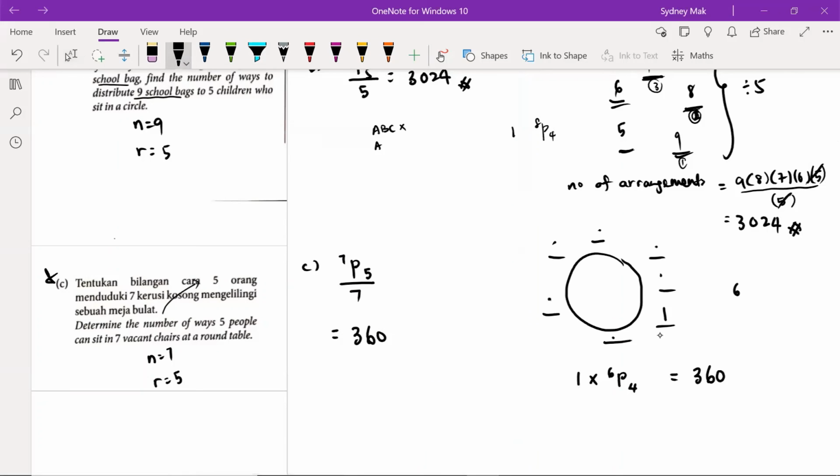So mark this down. We always divide by the number of chairs or people that make up the circle. Okay, and that's it for question number 11.